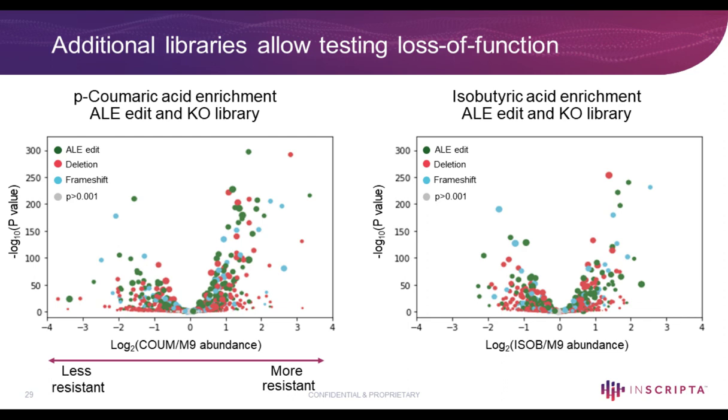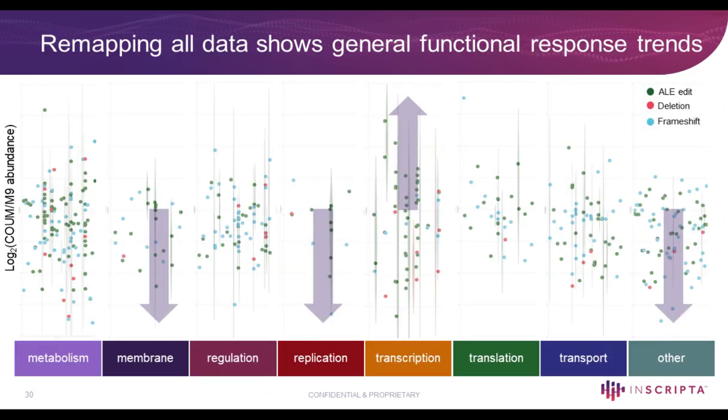And you can see that some of those modifications are more resistant to deletion. When you put deletions and frame shifts in, you can see that those data sets alone are rich and provide a wellspring of their own biochemical information. Generally, looking at that whole population of deletions and frame shifts plus the ALE edits, you can sort those.